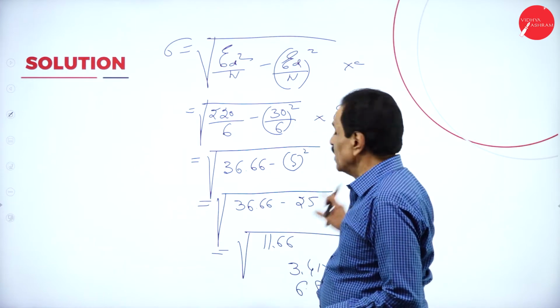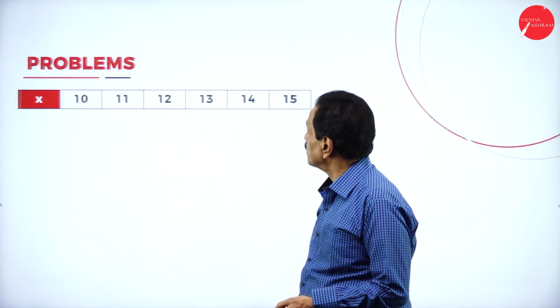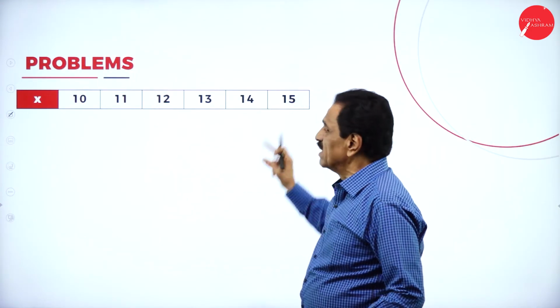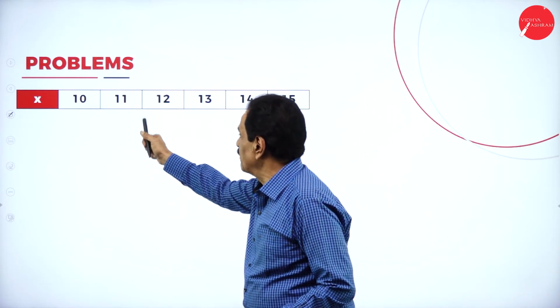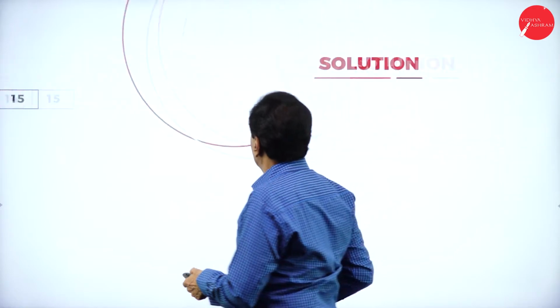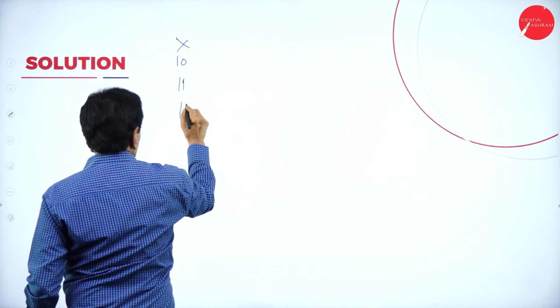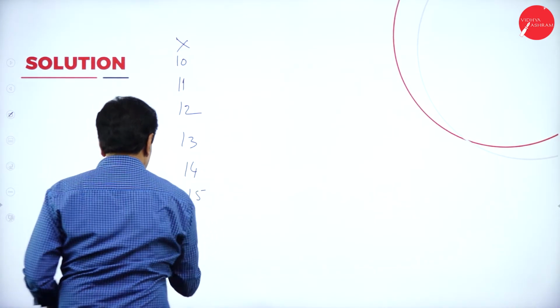You must be careful. Your interval should be equal. Then only you can calculate. We have got 10, 11, 12, 13, 14. Intervals are equal; 1 is there. Now X: 10, 11, 12, 13, 14, 15.